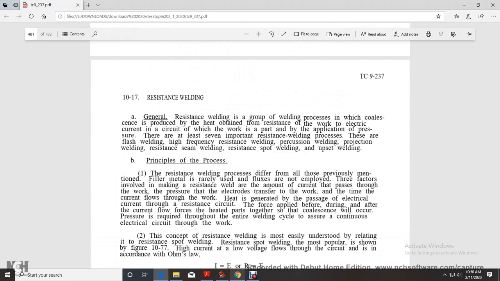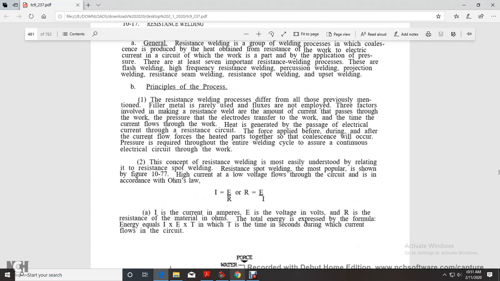Resistance welding. Generally, resistance welding is a group of welding processes in which the heat is produced by the resistance of the work to the flow of electric current. The work is part of the electrical circuit, and pressure is applied, but there are at least 7 important resistance welding processes: flash welding, high frequency resistance welding, percussion welding, projection welding, resistance seam welding, resistance spot welding, and upset welding. The resistance welding process differs from all the others previously mentioned, as filler metal is rarely used and fluxes are not employed.